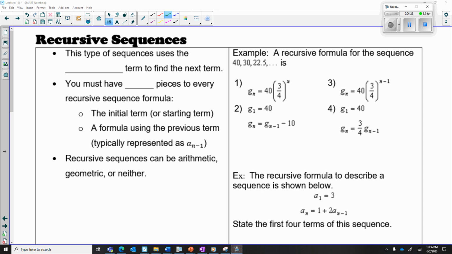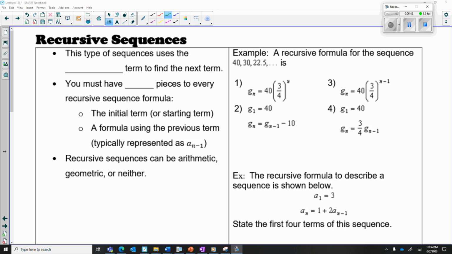Now, sequences can be written as explicit or recursive formulas. Explicit is what I just showed you on the previous page. They're the ones that are written on the reference sheet. And basically explicit is nice because you can plug in any term, like the 100th term, plug it in for n, and you will get the 100th term.